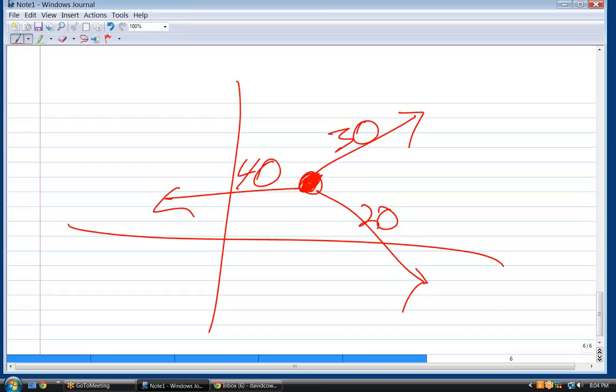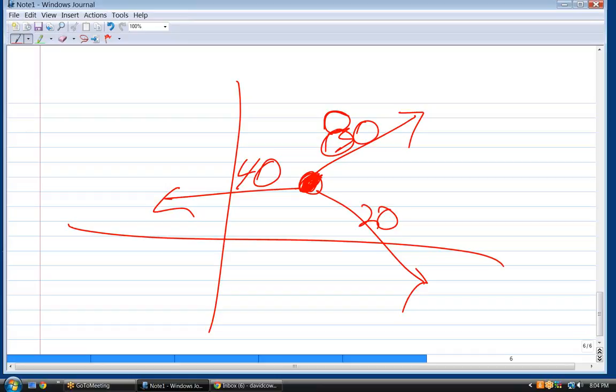If the ball is stationary, it means all 3 vectors are canceling, balancing one another out, right? If one of these forces was greater, the ball would move. In other words, if this force was 80 pounds, well, clearly the ball is going to move to the right, correct? Yeah. I got 80 and 20 going to the right. I got 40 going to the left.